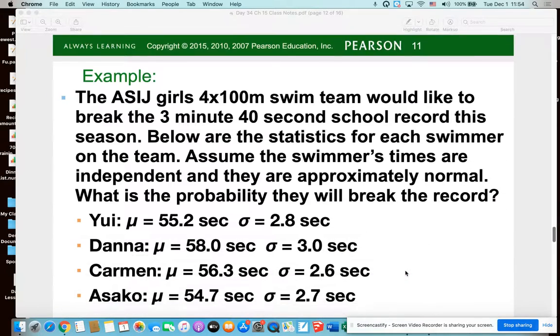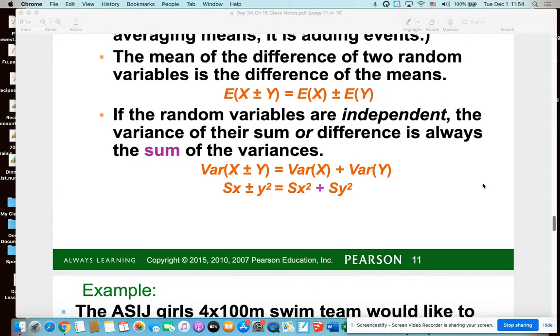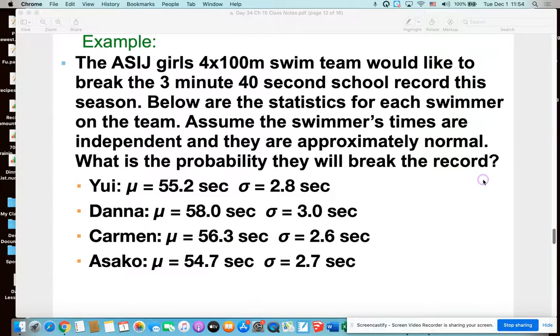All right, let's look at an example. It's a good example. We've got a 4x100 relay swim team at ASIJ, the girls swim team. The school record is 3 minutes and 40 seconds. I don't know if that's true, I just made it up. We have 4 different people that are going to do the relay together, and they're hoping to break the school record. What's the probability that they're going to be able to break it? This is a good, very realistic question. You want to know what our chances of breaking this thing are. I'll let you try it on your own using these formulas, and then pause the video, come back, and I'll give you the answer when you get back.